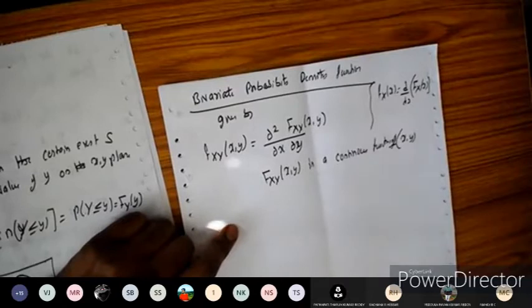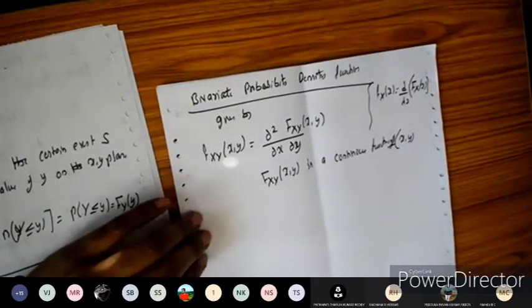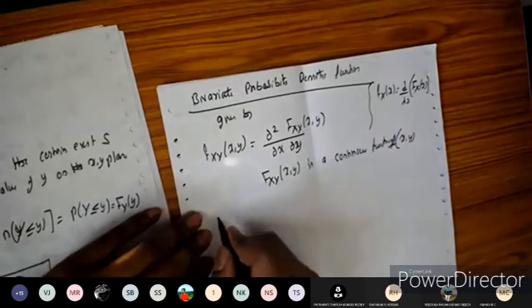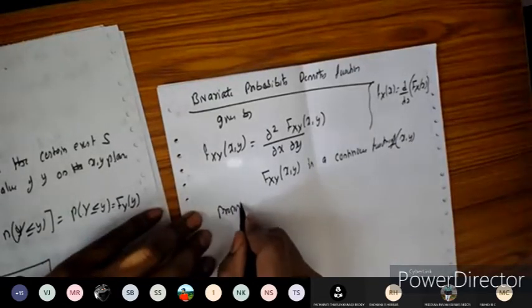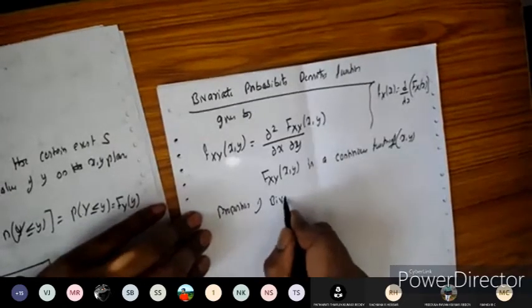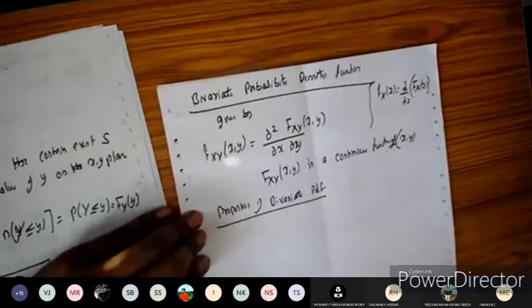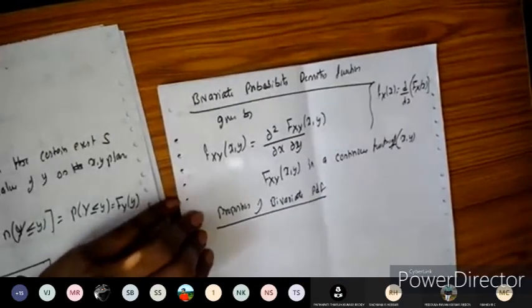And what are the properties we saw for the CDF of a single random variable? The same properties are also extended to this one here. Some properties you can take here: the properties of the bivariate PDF. The same concept will be used here.